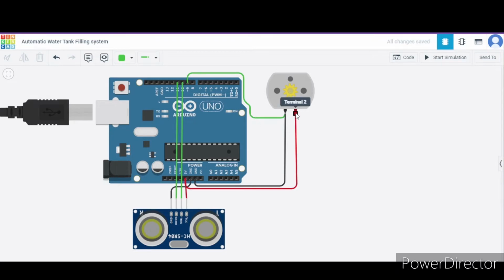We will connect the first terminal of it to the 5V pin of this Arduino and the second one of it to pin number 9 of this Arduino. And the same will be connected to the GND pin of this Arduino.